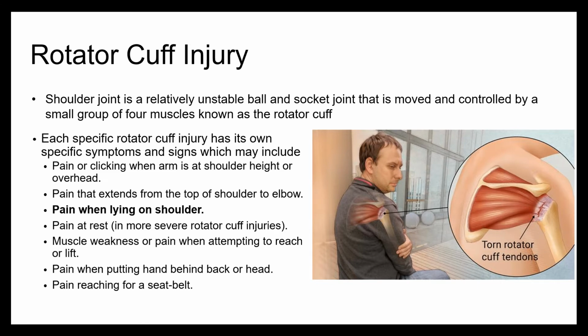A tendon transfer can be done in really severe injuries where the tendon is too damaged to be reattached and they have to use a nearby tendon as a replacement. And last but not least, in the most severe cases, they could possibly even consider a shoulder replacement surgery for the most massive degrees of rotator cuff injuries.